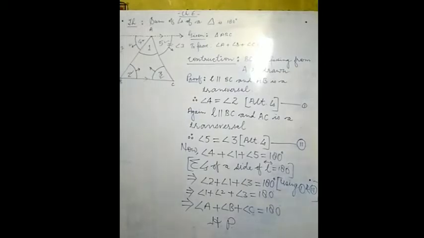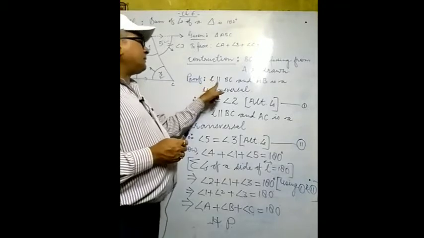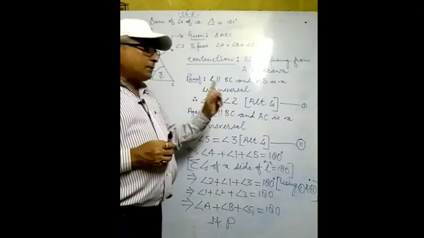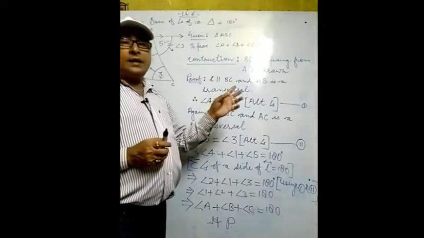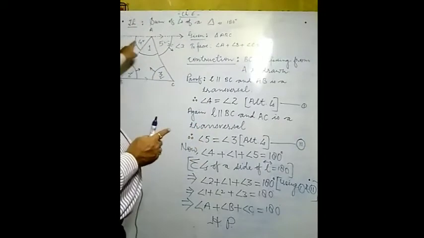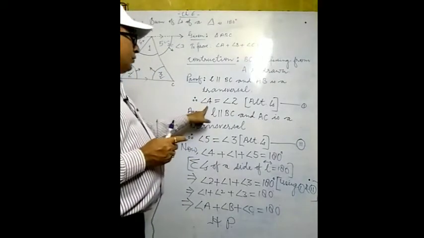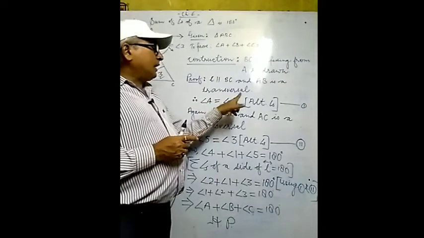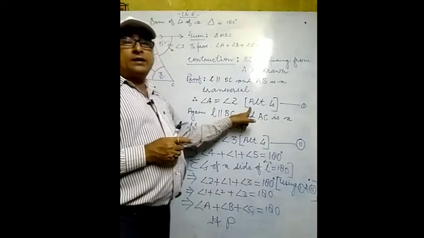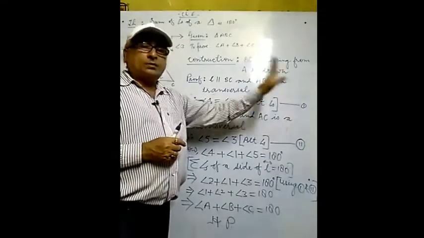Now observe the figure. What is given? BC is parallel to L, and what role does AB play? AB is a transversal. So the same thing will be noted down. L is parallel to BC and AB is playing the role of a transversal. After that, if two parallel lines are intersected by a transversal, the alternate angles are equal. It means angle 4 will be equal to angle 2. I have noted down here angle 4 equals angle 2. And what is the reason? It is because both are alternate angles and alternate angles are equal. This one is equation number 1.